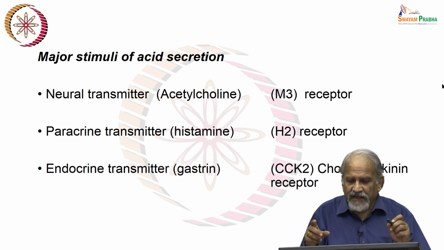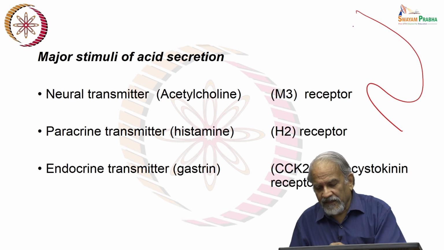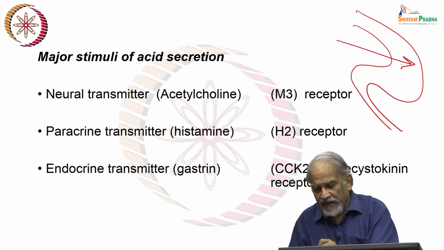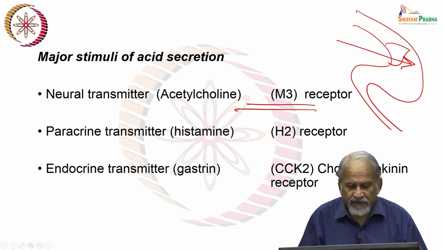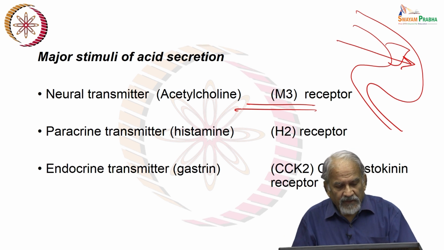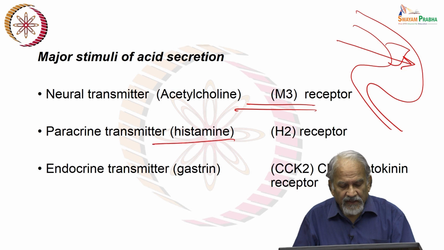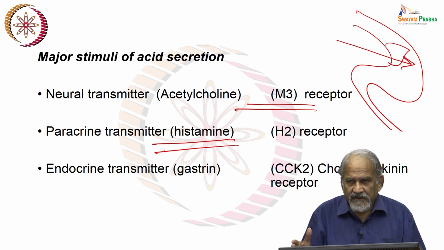But how does this all happen? This all happens primarily through three mechanisms. In the gut, one is the muscarinic receptors, the cholinergic receptors, which are primarily M1, M2 and M3 receptors. All the receptors are involved, but it is primarily the M3 type of receptors which are involved in the release of hydrochloric acid. Now, the other is histamine, and histamine has two types of receptors primarily, H1 receptors and H2 receptors.